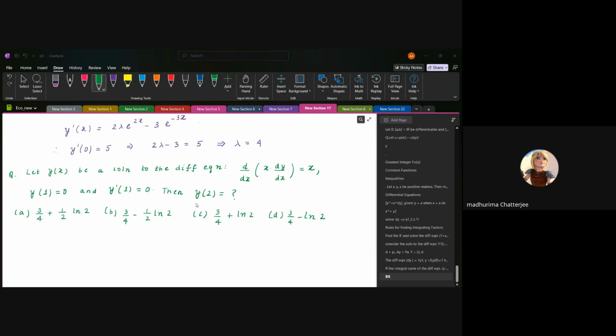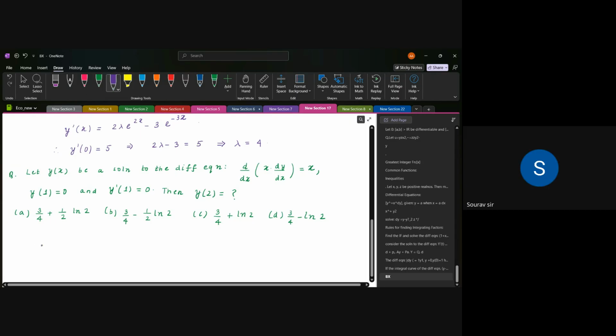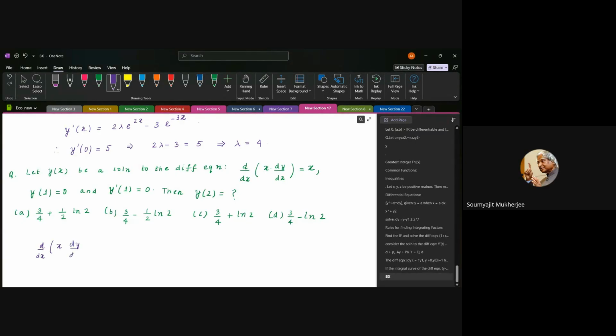Yes, we can differentiate the left hand side by d/dx and keep the right hand side as it is. We will get a differential equation. Or we can rearrange the equation: d of x dy/dx is equal to 2x dx. Then integrating both sides. Yes, correct. That also can be done. Just give me a minute.